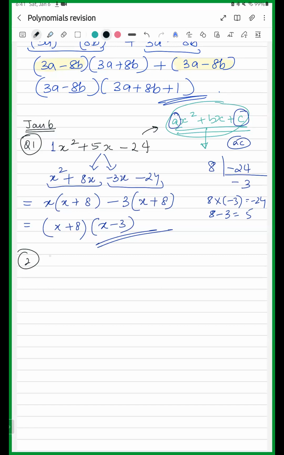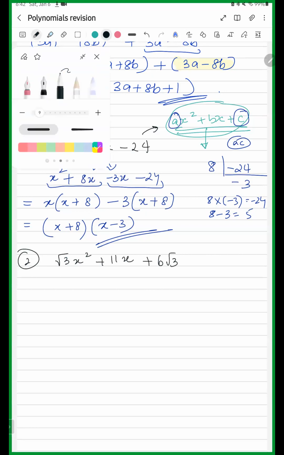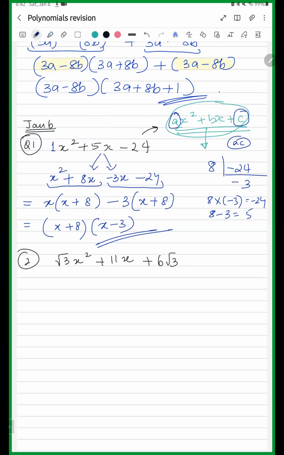Okay, let's do this one now. Root 3 x square plus 11x plus 6 root 3. So if you see a root 3 or a root 2 or something like that, don't get confused, don't get scared. It's just a number, right? Root 3 is just a number like other numbers. The only difference is that it is an irrational number, but it's okay.